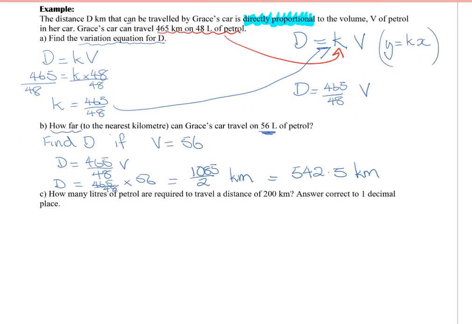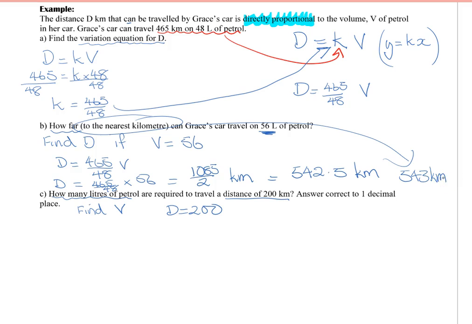Part C. How many litres of petrol? There's your question. So that says find what in your equation represents the litres of petrol. That's V. You're finding V when the distance is 200. Answer correct to 1 decimal place. And by the way, this one was nearest kilometre, so we would say 543, making sure we answer to the requirement of the question. So I'm going to find V when D is 200.